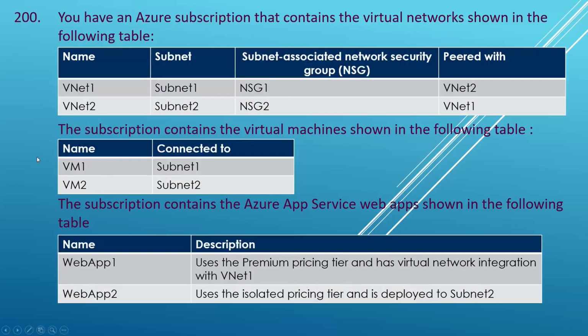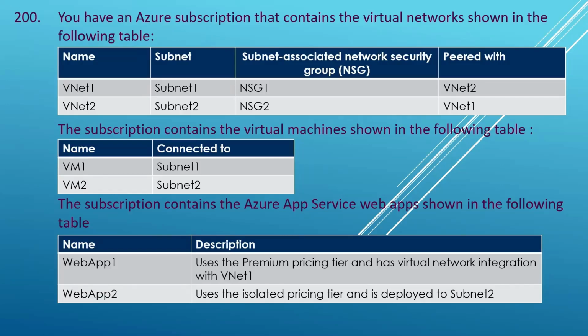So let's look at question number 200 of the series now. You have an Azure subscription that contains the virtual networks shown in the following table. You have two virtual networks with the names VNet1 and VNet2. Both of them have a subnet named subnet1 and subnet2. Again, the associated network security groups are NSG1 and NSG2. And you can see in the peering, VNet1 is paired with VNet2 and VNet2 is reverse paired with VNet1.